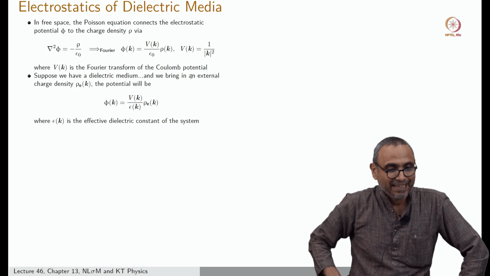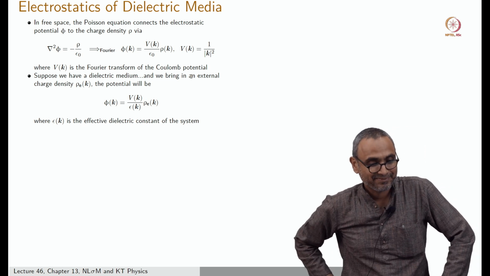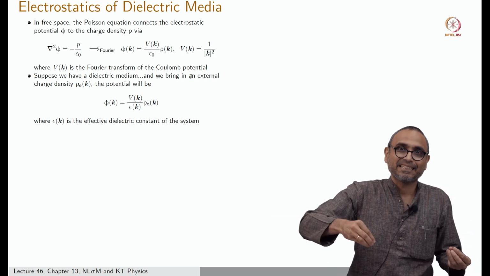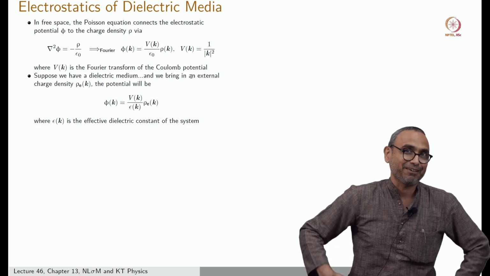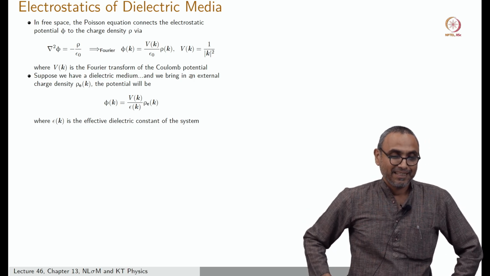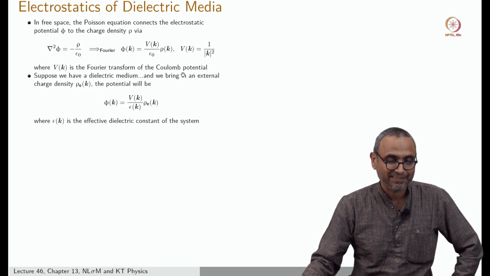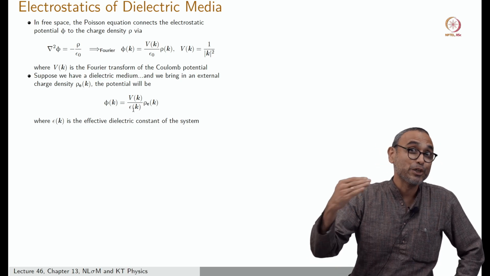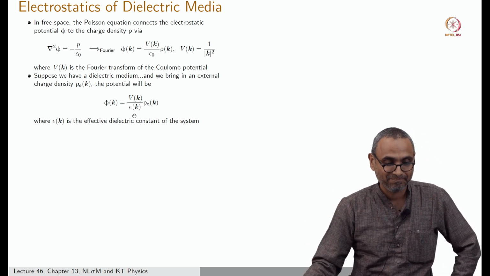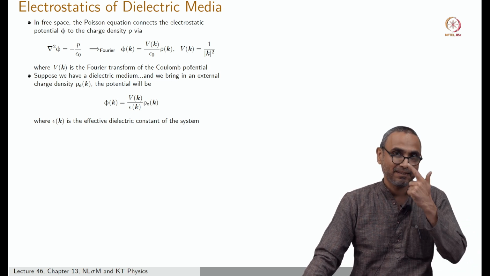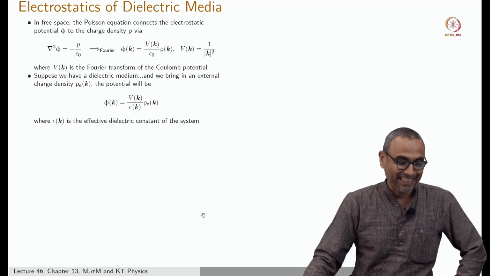Okay. Now suppose I have a dielectric medium. The question I want to ask is, I bring an external charge into the dielectric medium, what is the potential I will develop? That potential is written as this Coulomb potential divided by the effective new dielectric constant of this system. This epsilon k is a property of this dielectric medium. How do we compute epsilon k? That's the question.